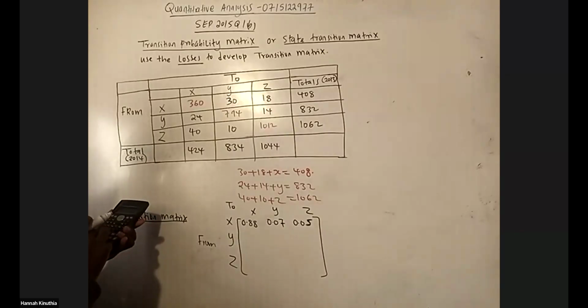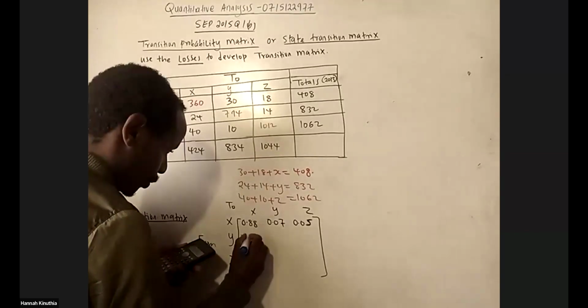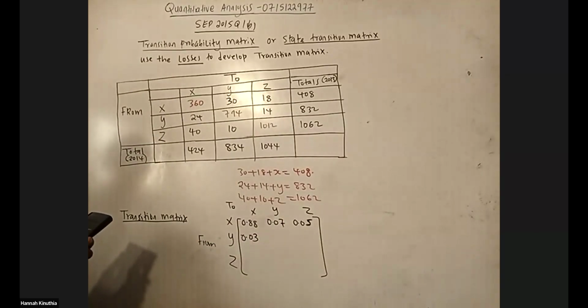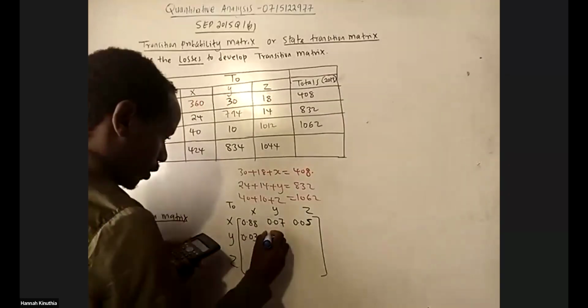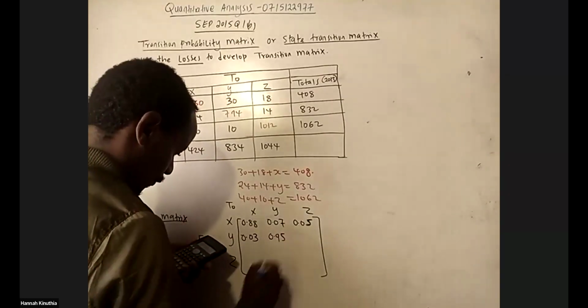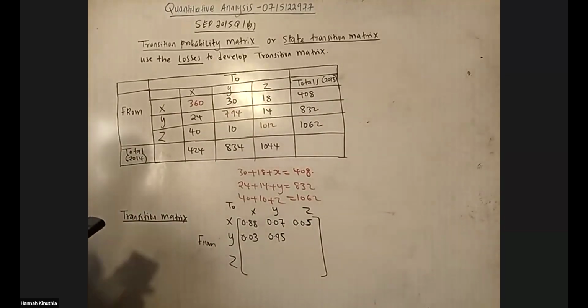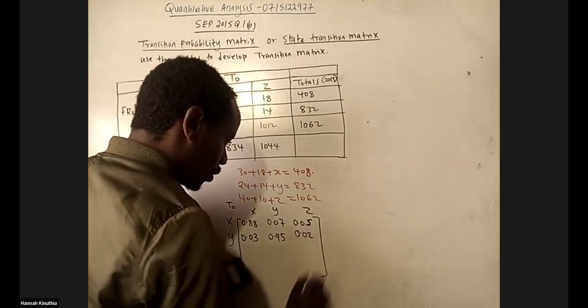Then the second row: 24 divided by 832 is equal to 0.03. Then 794 divided by 832 will be 0.95. And the last one is 0.02. So 14 divided by 832 is 0.02, yes, so we round off to 0.02.